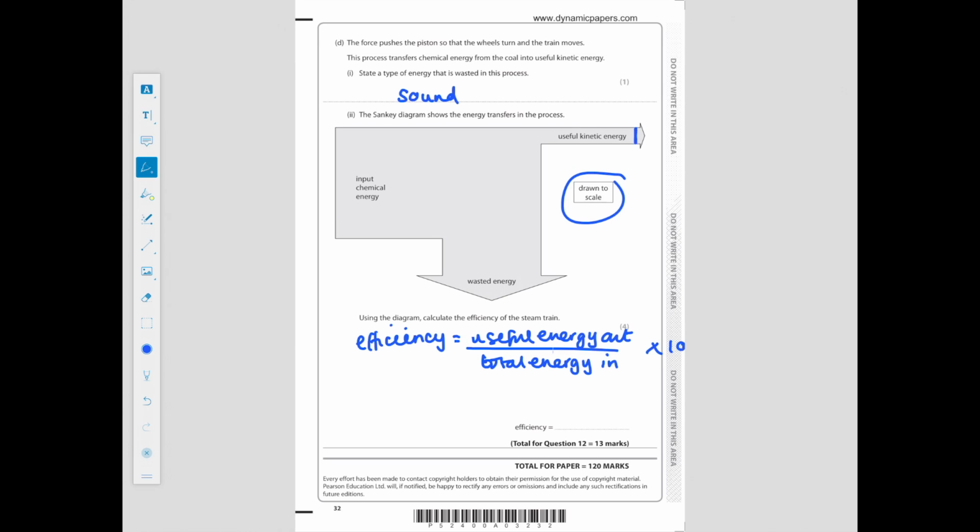So after useful energy out, which is this bit here, so use your ruler, you'll find that that is 9 millimeters. Looking at our equation, we need total energy in, which is here. Using your ruler, that will tell you it's 62 millimeters. So 9 over 62 times by 100 gives you a value of 14.5%.